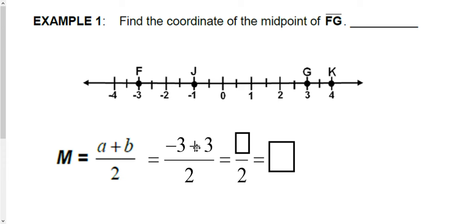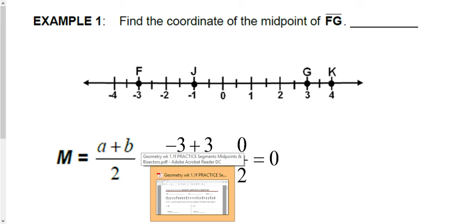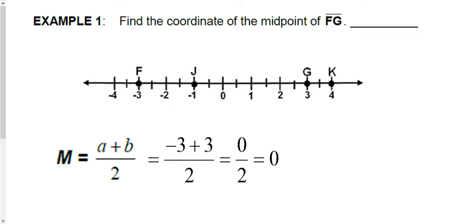So by hand, -3 plus 3, I'm going to show you your calculator in a minute, is 0, and 0 divided by 2 is 0. 0 is the midpoint of these two. Now let's take a look at the calculator.